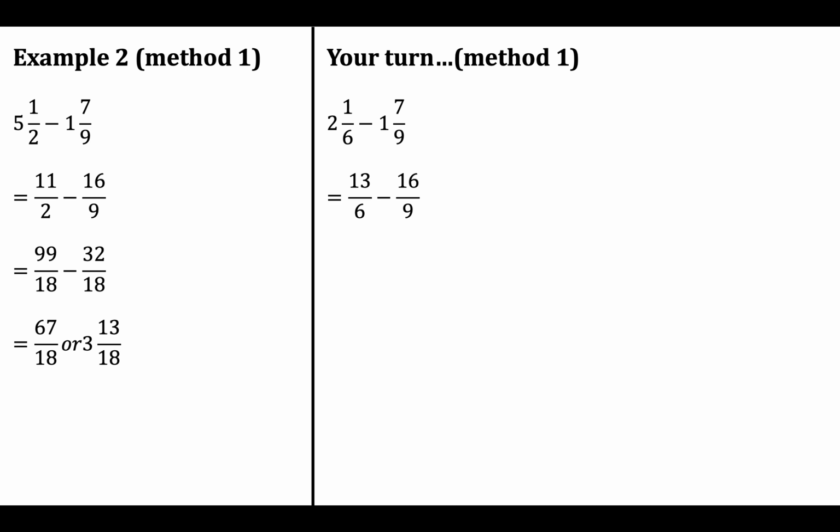We can't carry out this subtraction yet because we don't have common denominators. So our common denominator will be 18. So 13/6 in terms of 18ths is 39/18, because we've multiplied both numerator and denominator by 3. For 16/9 we need to multiply both numerator and denominator by 2, giving us 32/18. Carrying out that subtraction gives us 7/18.